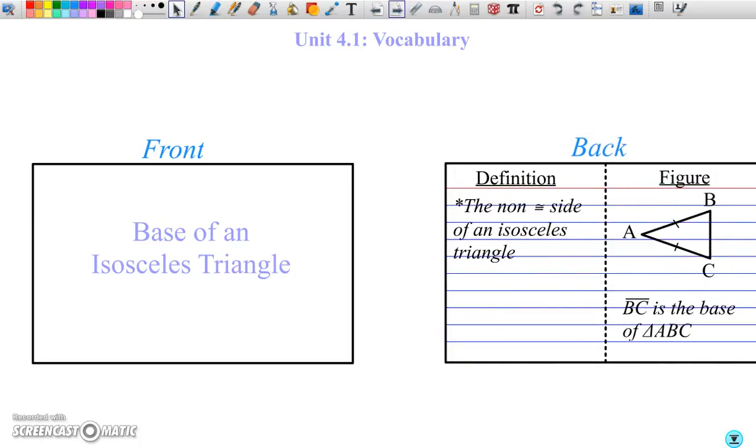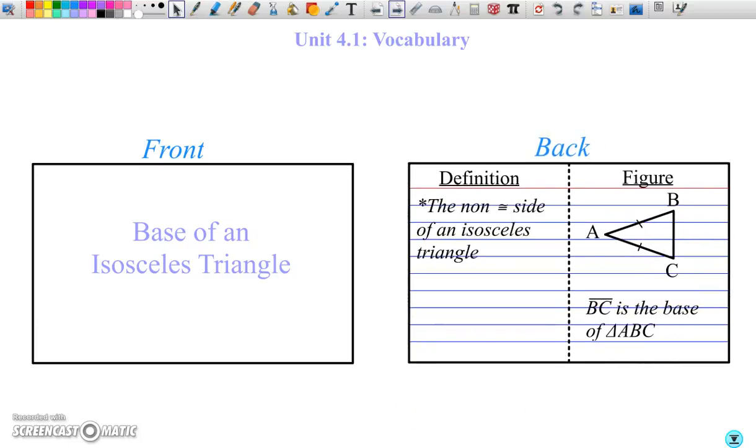All right, then we have what's called our base. Our base is not always what most people think of when they think of base. They tend to think of the base being the bottom. Well, it's not always the bottom. It's whatever side is not congruent to the other two. So in this case, BC is the base. You notice that wouldn't be what you would typically think of as the base, because a lot of people assume that it's the one it's sitting on, but it doesn't matter. It has to be the one that's not congruent.